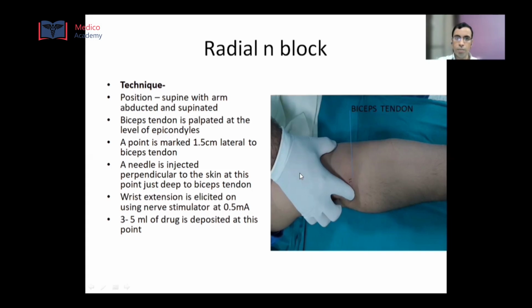For giving this block, the patient is positioned supine with arm abducted and supinated. The biceps tendon is palpated at the level of epicondyles. A point is marked which is around 1.5 centimeter lateral to the biceps tendon. A needle is injected perpendicular to the skin at this point, just deep to the biceps tendon. A nerve stimulator is attached to the needle, and when wrist extension is elicited at around 0.5 milliampere current strength, that is our target point, and around 3 to 5 ml of local anesthetic is deposited at this point after negative aspiration of blood.